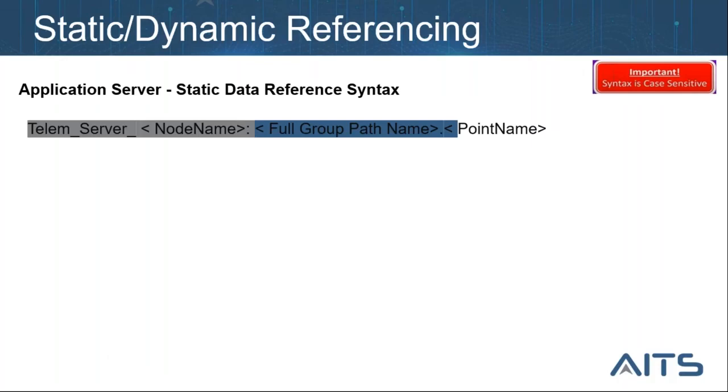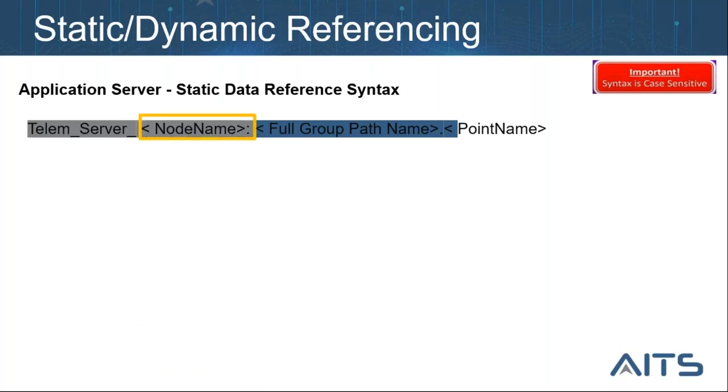Finally, let's discuss the referencing. Static references. Points that have been created, defined locally within the telemetry server can be referenced from the client application. Using the static reference syntax, in this type of referencing, you need to specify the following.